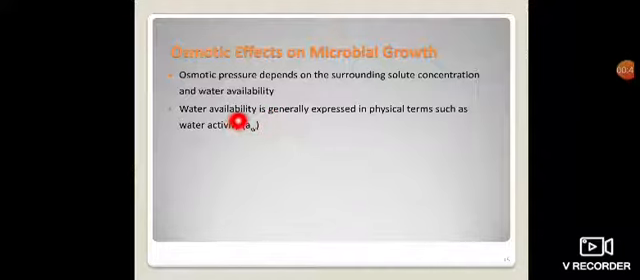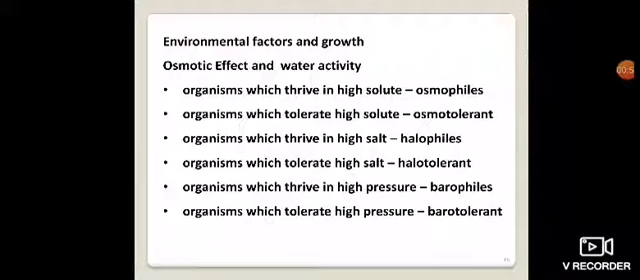Water availability is generally expressed in physical terms such as water activity. How much water is present in the external environment is termed water activity. Here we can observe some different terminology, where the environmental factors, that is the osmotic effect and water activity, are used to classify organisms into six different types.